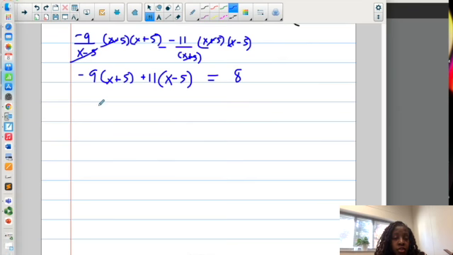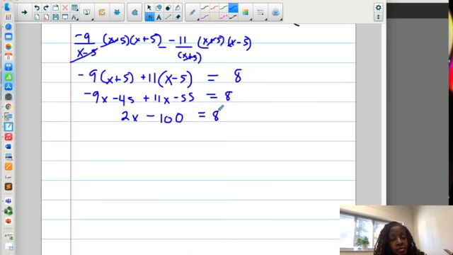All right, let's multiply through and combine like terms. Negative 9x minus 45 plus 11x minus 55 equals 8. Negative 9x and 11x, if we put our like terms together, is 2x. Negative 45 and negative 55 is negative 100. And that equals 8. Bring this 8 over to the other side, and you've got 2x is equal to 108.